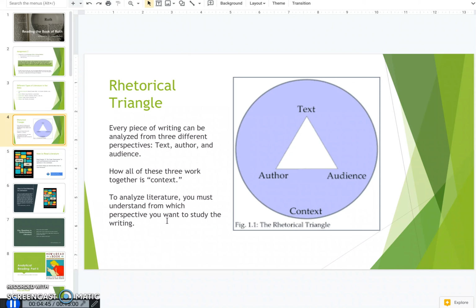Okay, so when you analyze literature, you need to keep these three things in mind. And especially when you're reading Bayless's article for this week, he's really focusing in on the audience and the text to determine his meaning from the book of Ruth.